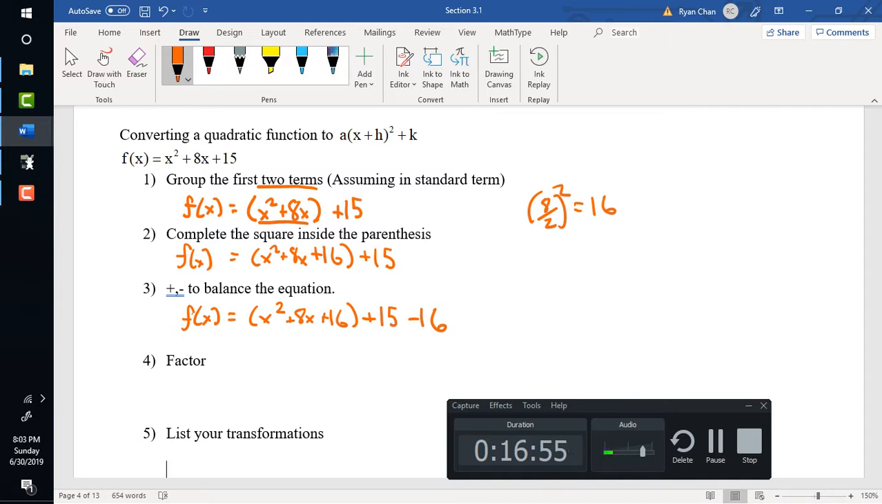Let's understand, I'm putting 16 into my function. I cannot just do that arbitrarily. I can't randomly throw that in and think that's okay, because that throws everything off balance. So I would say plus 16 and then minus 16, because essentially I'm adding 0, technically. So I put plus 16 inside parentheses and then minus 16 outside, and it's going to look like this. So we're going to factor it.